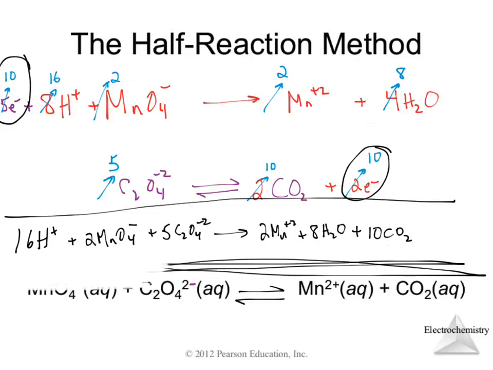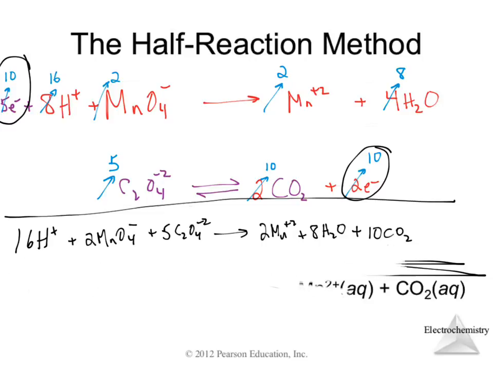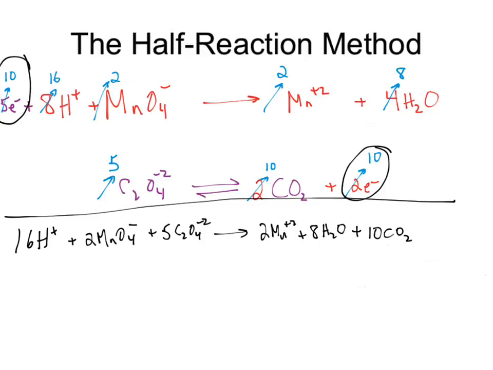Can we check our work? Yes. How do we check our work? We can just count elements on both sides and make sure they add up. I would argue it's easier than that. We shouldn't even look at the elements. We should be looking at the charge. What is the charge from our hydrogen? 16. Charge from our permanganate? -2. Charge from our oxalate?